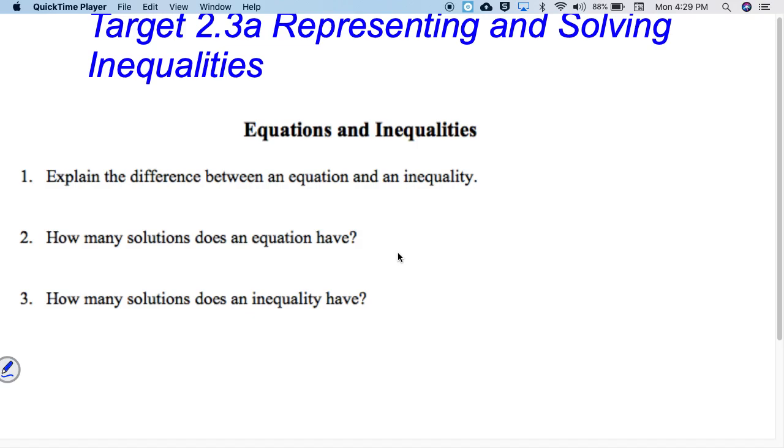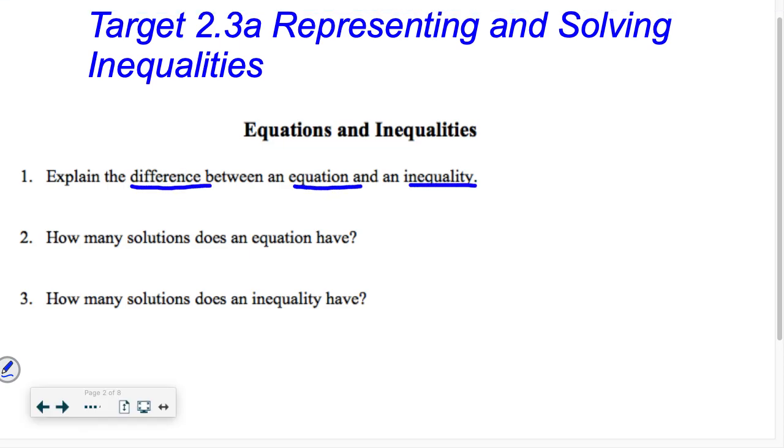Today we are going to be covering target 2.3a, representing and solving inequalities. First thing I want to do is talk about the difference between an equation and an inequality. As we've been working with equations, we've been trying our best to find a single number. So ideally there is only one value for an equation. Now sometimes there could be none, there can also be infinitely many.